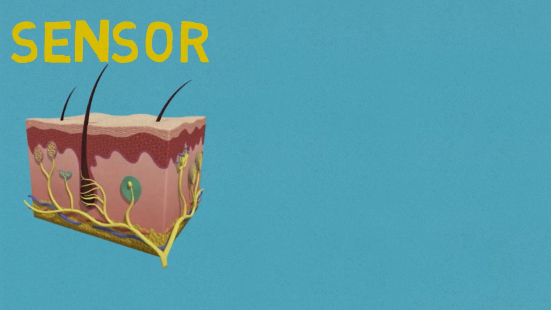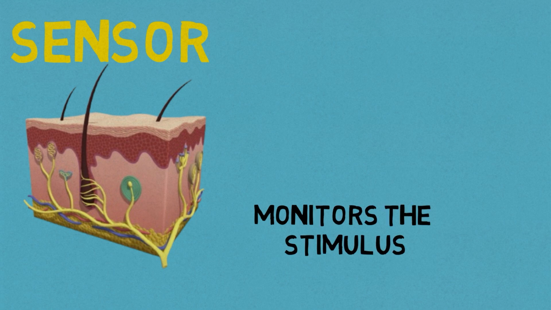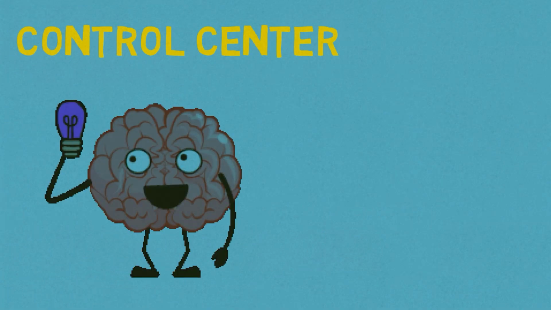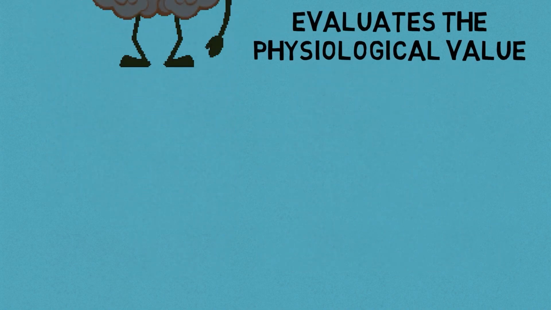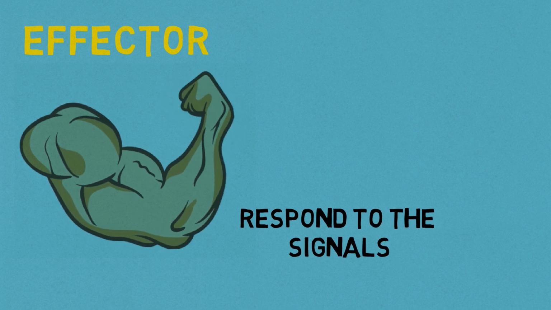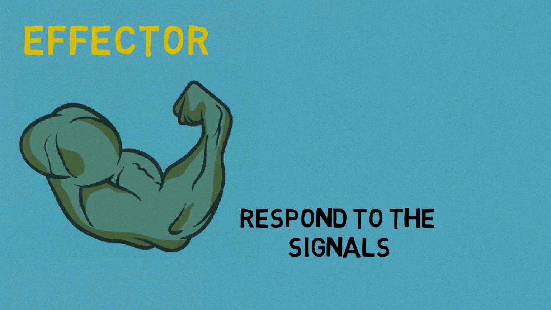The sensor, also called the receptor, continuously monitors the stimulus and changes in physiological values, transmitting such change to the control center. The control center, in turn, is responsible for determining the appropriate response as it evaluates the detected physiological value by comparing it to the normal range. The main control center of the body is the nervous system. Lastly, we have the effector, which may be an organ, gland, muscle, or any structure that will respond to the signals sent by the control center, ensuring that the physiological value will be restored back to normal.